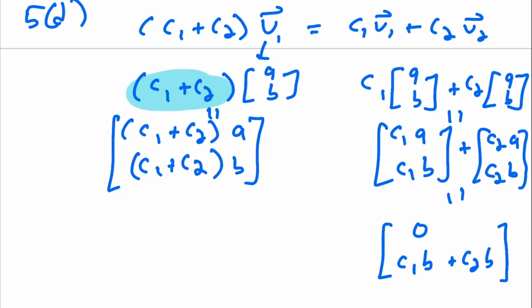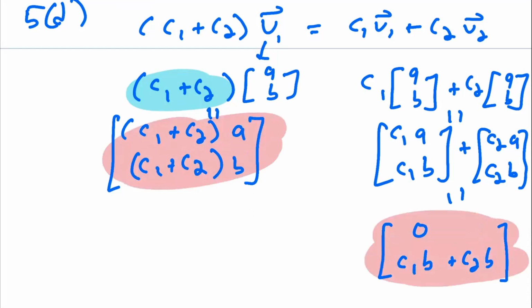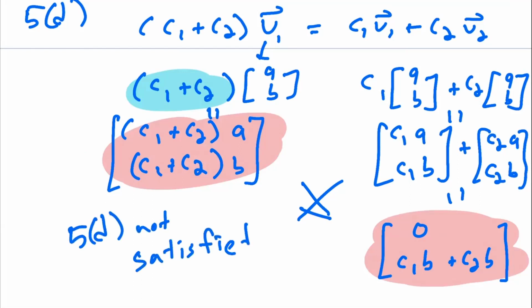And the big question is, is this thing here always equal to this thing right here? Are the two highlighted things equal? They are not equal. Sometimes they are, but they don't always have to be. So 5D is not satisfied. Does that make sense? Yep. Awesome. Good. This is a good question.